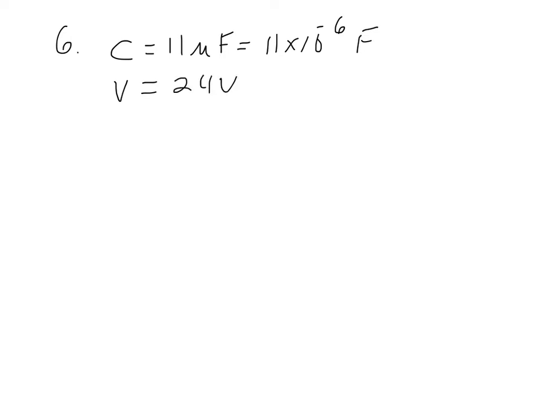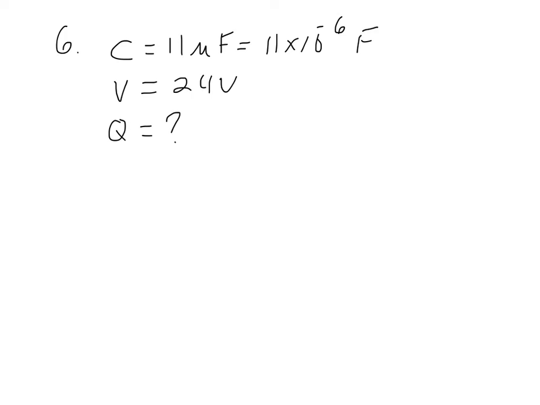And let's move on to number 6, our last problem here. 6 says an 11 microfarad capacitor is connected to a 24 volt battery. What is the magnitude of the charge on each plate? So we have our capacitance is equal to 11 microfarads is equal to 11 times 10 to the negative 6th farads. We have the voltage or potential difference from the battery is 24 volts, and we're looking for the charge on each plate of the capacitor.